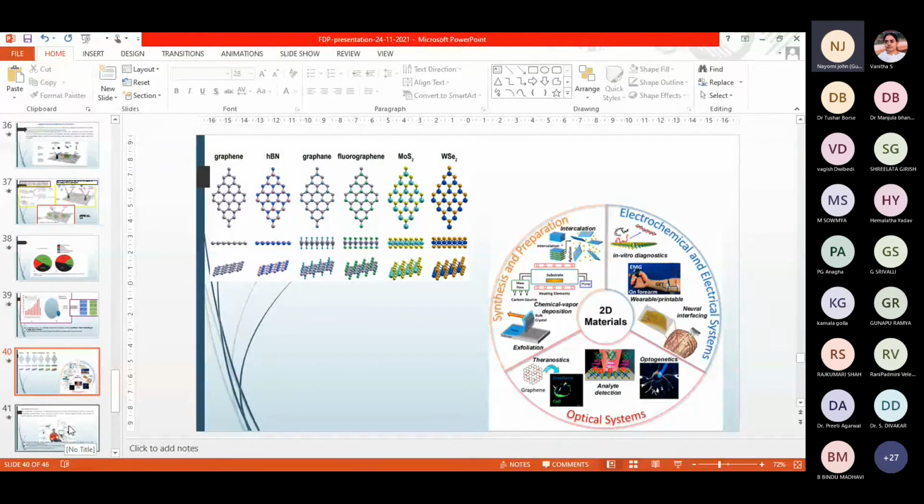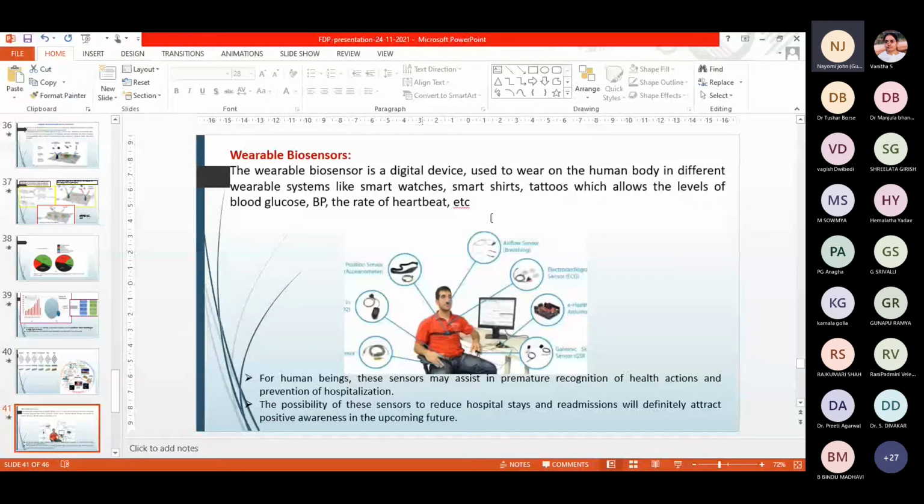Moving on to the application part, wearable biosensors have very wide applications and are very easy to carry, and they monitor the patient status in real time. The pulse oximeter came in handy during our COVID time. This is the accelerometer, which we use for our walking and so on.